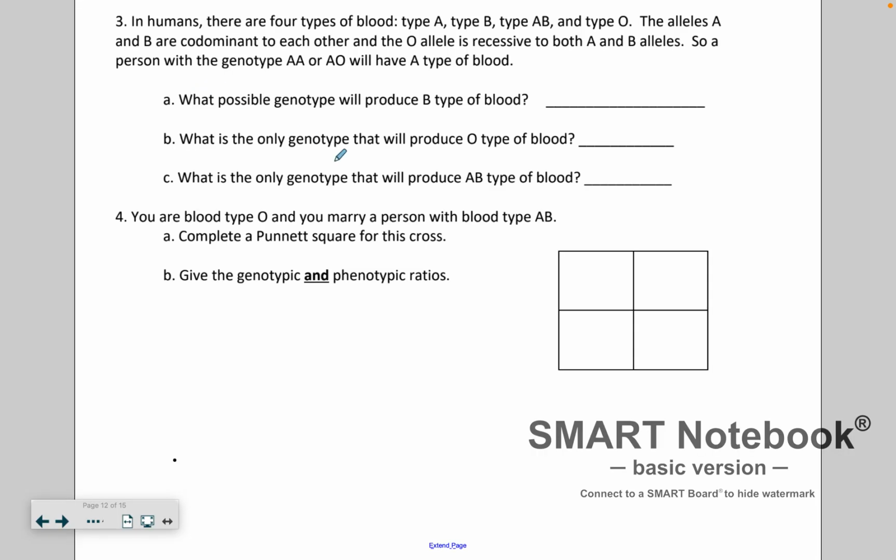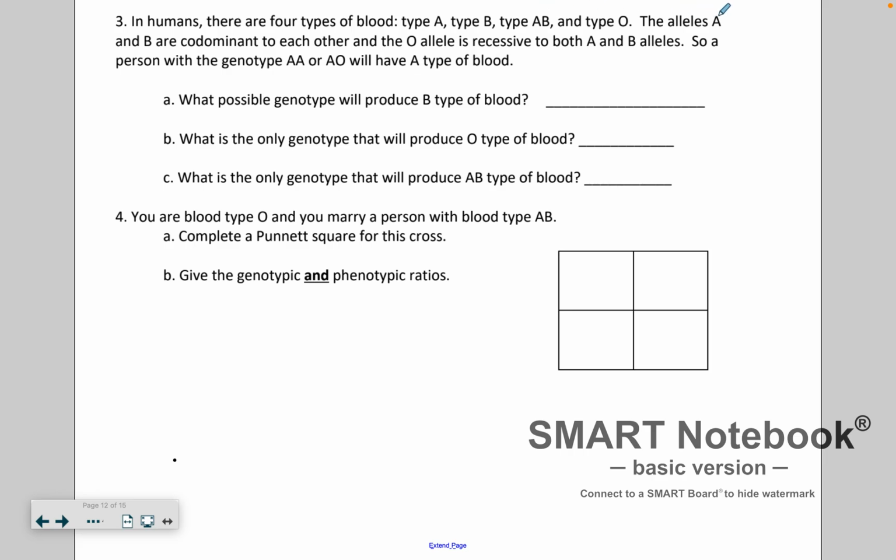Okay, this video lecture is going to be for the homework help on the 12.3 other patterns of inheritance, specifically with the Punnett squares of blood type. So remember that blood type is caused by multiple alleles. We have the allele A, the allele B, and O. And it also shows examples of codominance.